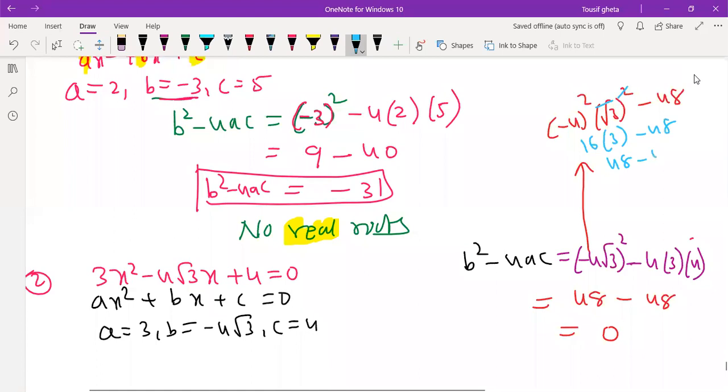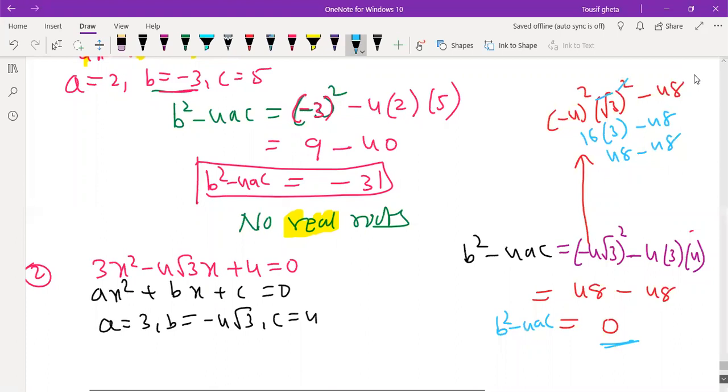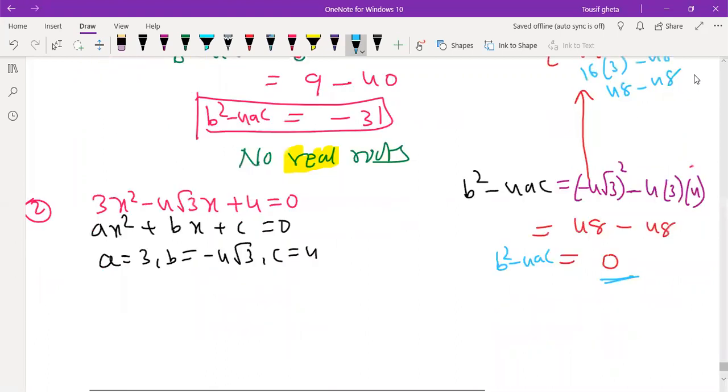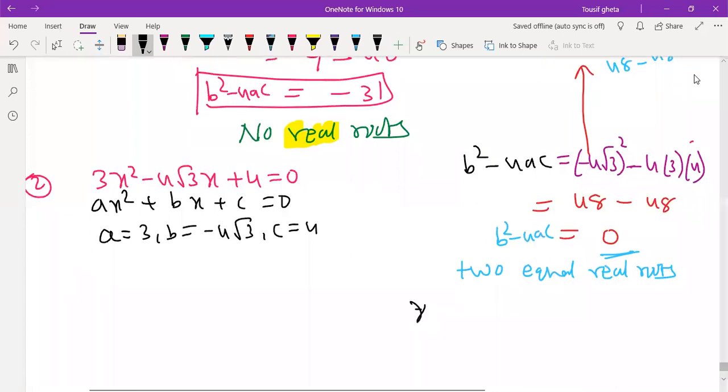So as you got b square minus 4ac is equal to 0, what do you write? Two equal real roots. Now if you get real roots, then you should find out those roots. You can find those roots by using the formula x is equal to minus b plus or minus root of b square minus 4ac, whole divided by 2a.